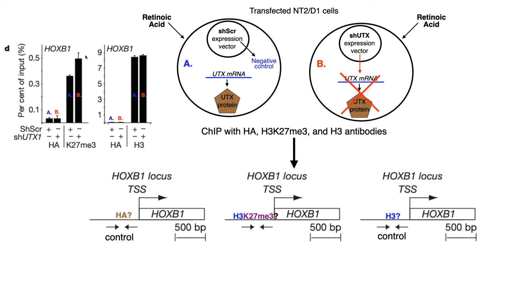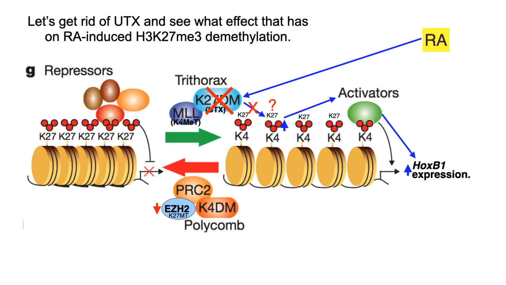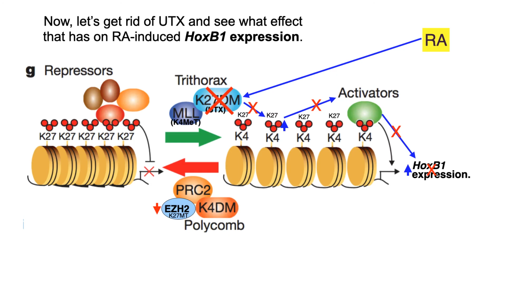You take away the UTX protein, and you get more K27 trimethylation. Why? Because UTX is what demethylates it. So if you take it away, there's nothing to demethylate it. All right, so far, so good.